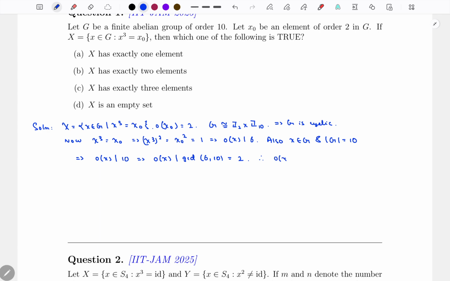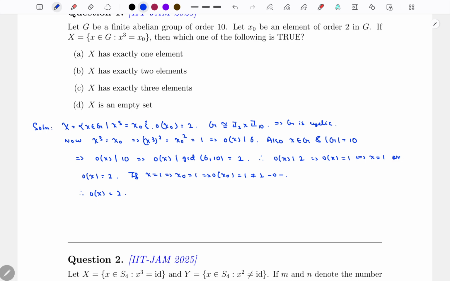So therefore the order of x divides 2, which means that either the order of x is equal to 1, if and only if x is equal to identity, or the order of x is equal to 2. Now if x is equal to 1, that would imply x naught is equal to 1, which would imply that the order of x naught is equal to 1, which is not equal to 2. So that's a contradiction. So therefore the order of x has to be exactly 2.